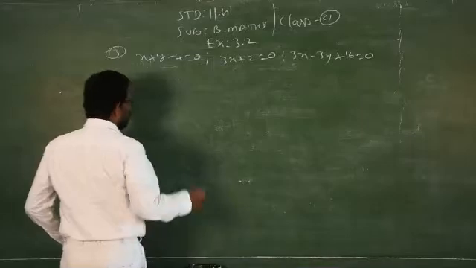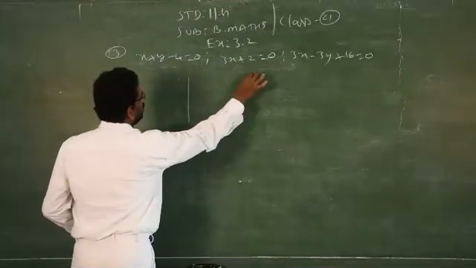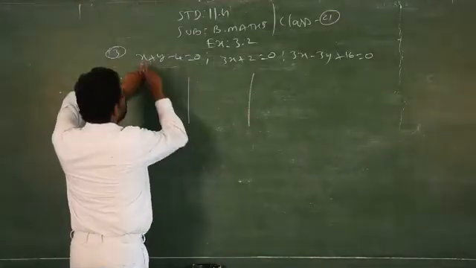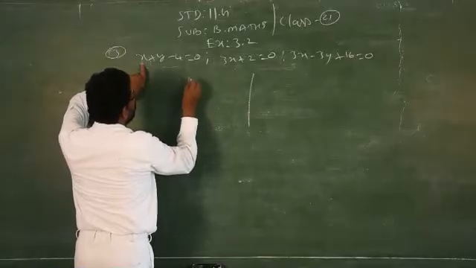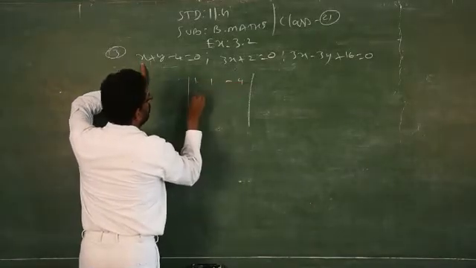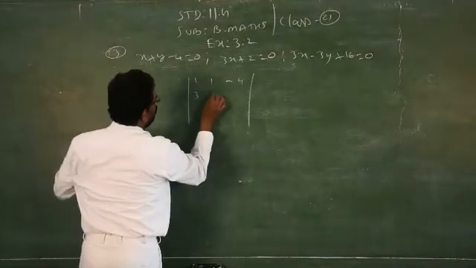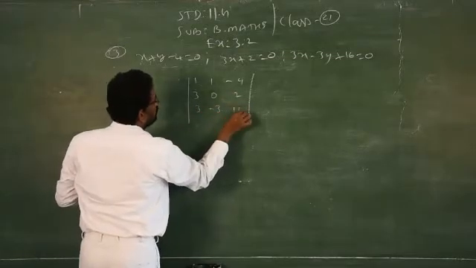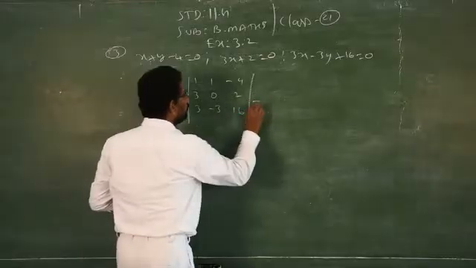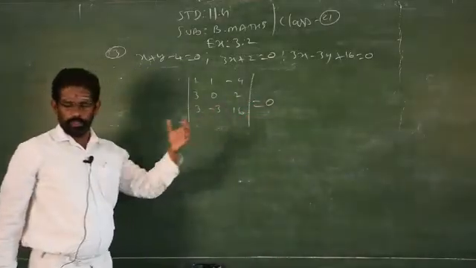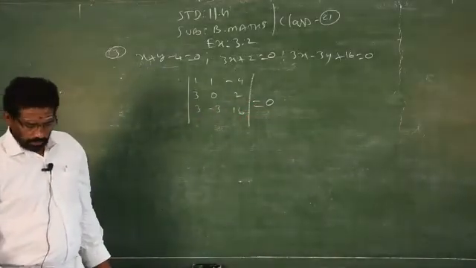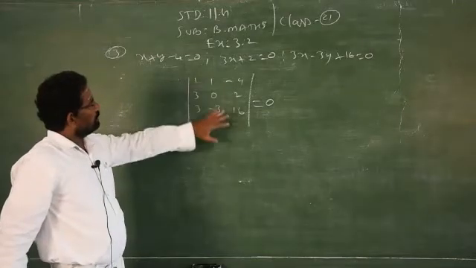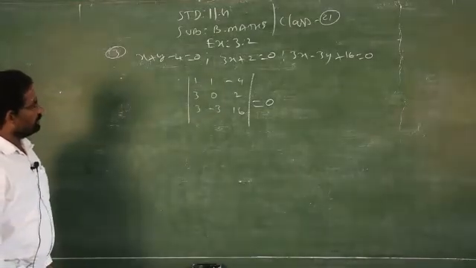So now I am writing this in matrix format. Take the coefficient of x, y and constant: 1, 1, minus 4. 3, there is no y, that is 0, 2. 3, minus 3, 16, that's all. If you prove the determinant of this matrix is 0, then the given lines are said to be concurrent lines.